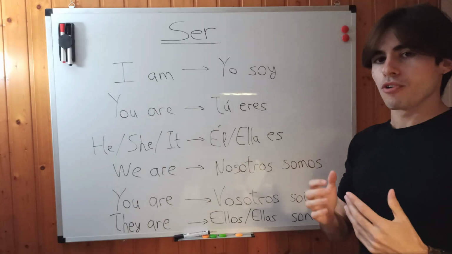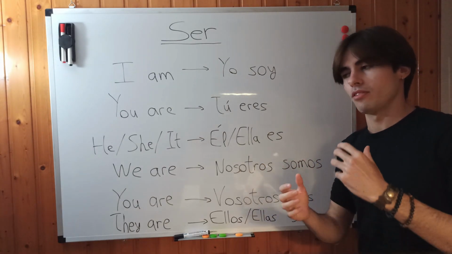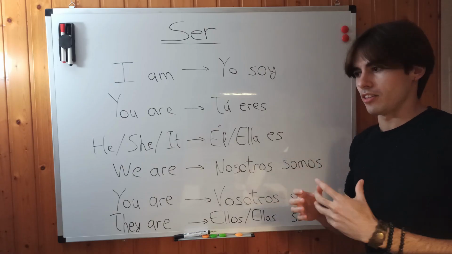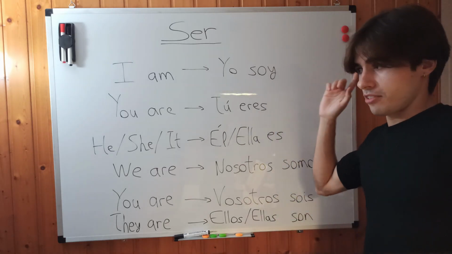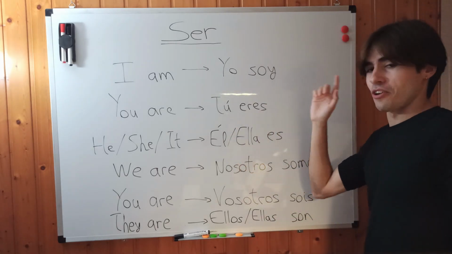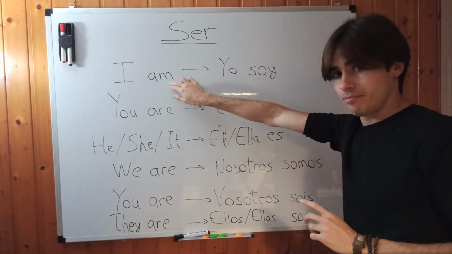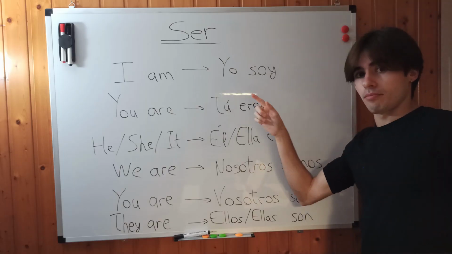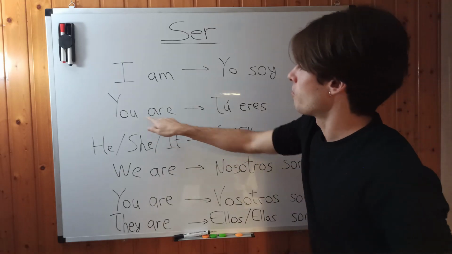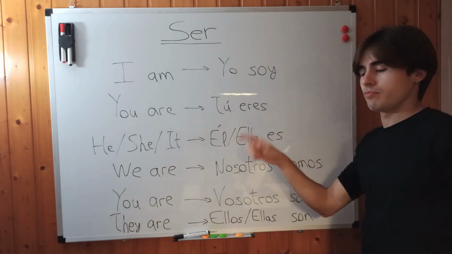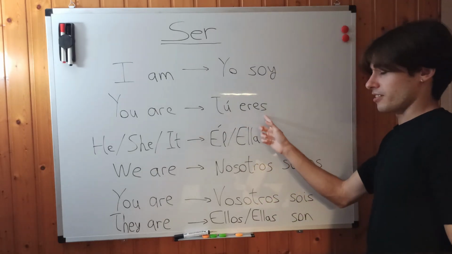So, before going to the uses, we have to be able to structure sentences and say small things. So the first thing we are gonna look at is grammar, and it's the conjugation of the verb. So, I am, it's yo soy. You are, tú, with this small accent on the U, tú eres.